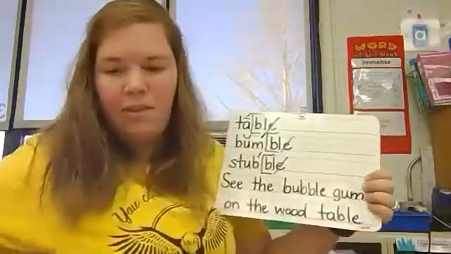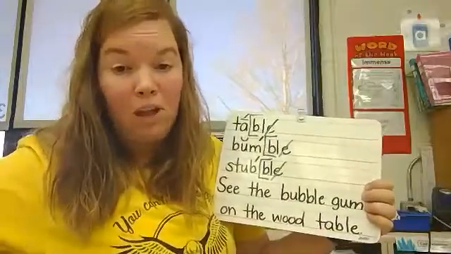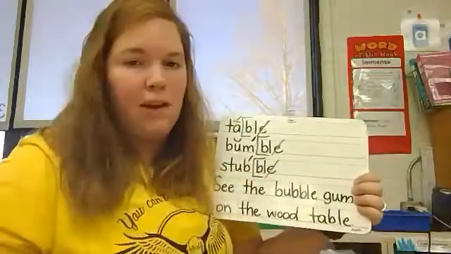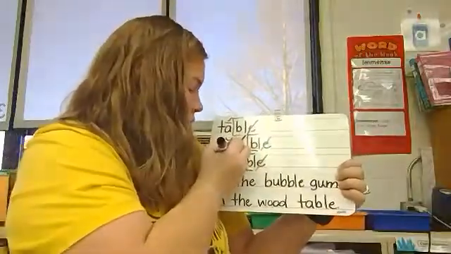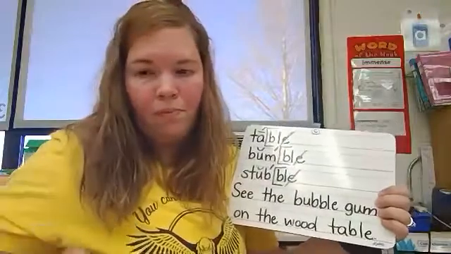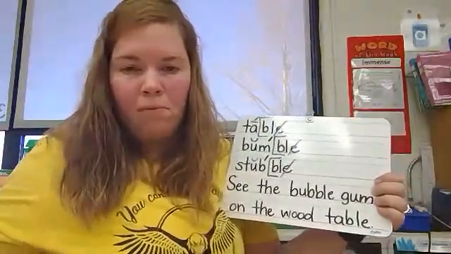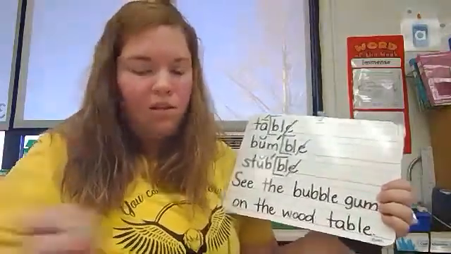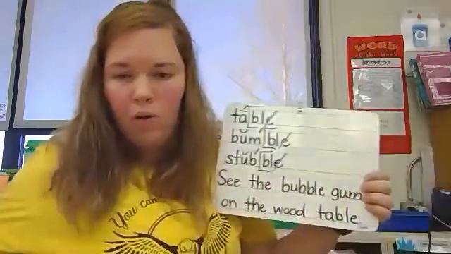Now in the word stubble, there is another consonant before the bracket. So a breve will go above the U. Stubble, stubble, okay? Let's practice more coding.